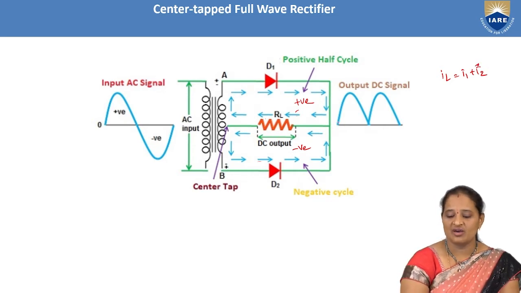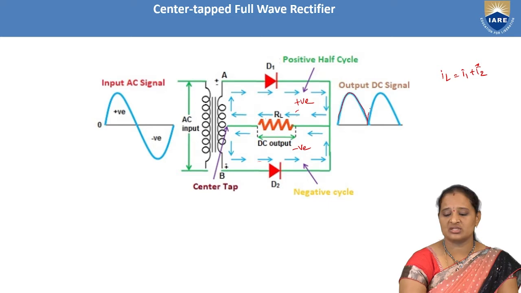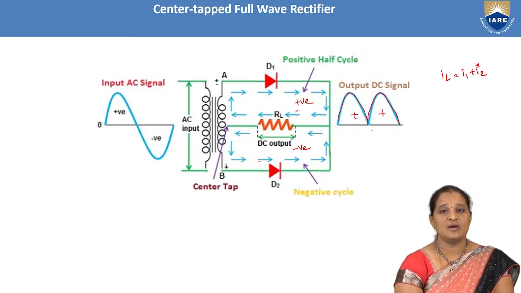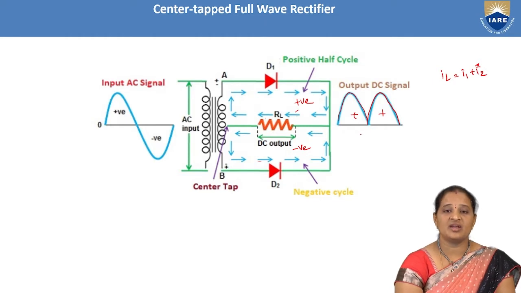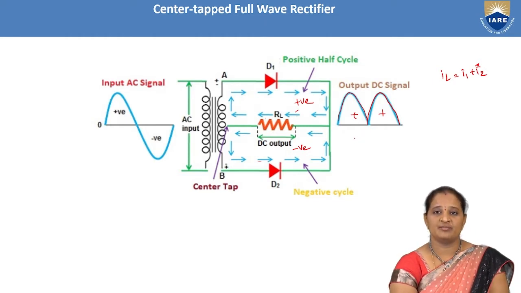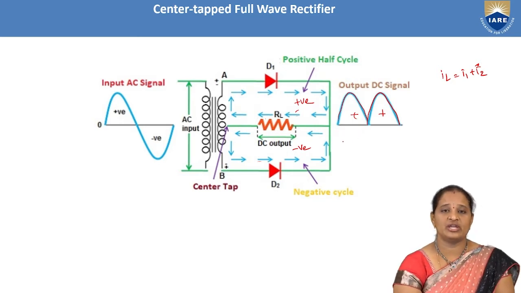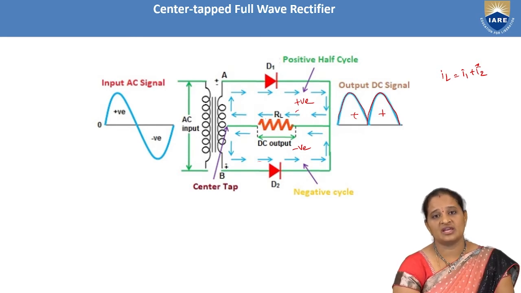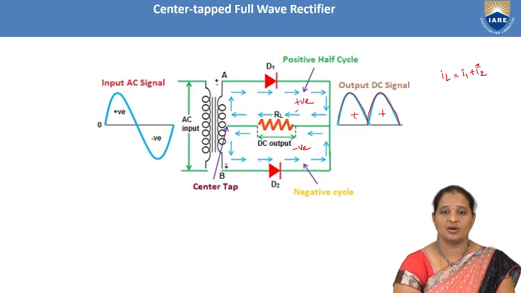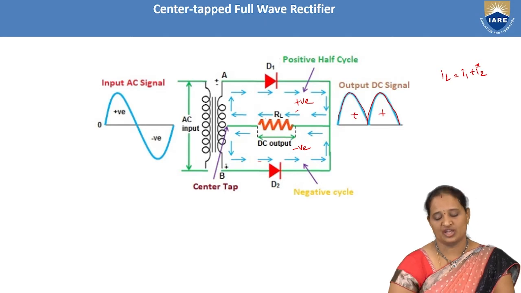That is why we are going to get two positive half cycles of current flow through the load resistor during the positive and negative half cycles of input supply. And as the load current varies like this, the output voltage across the load resistor will also have positive half cycles during both cycles of the AC input voltage.